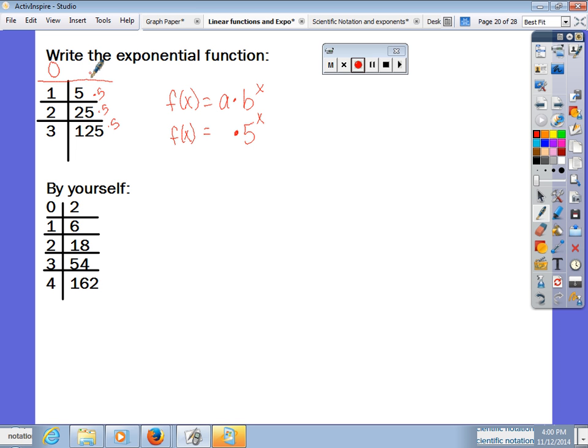If you said 1, you're correct, because instead of multiplying, we could also divide in order to get this term. And look, it makes sense because 5 times 1 gives me 5. 5 times 5 is 25. 25 times 5, 125, and so on. So my y-intercept is 1.